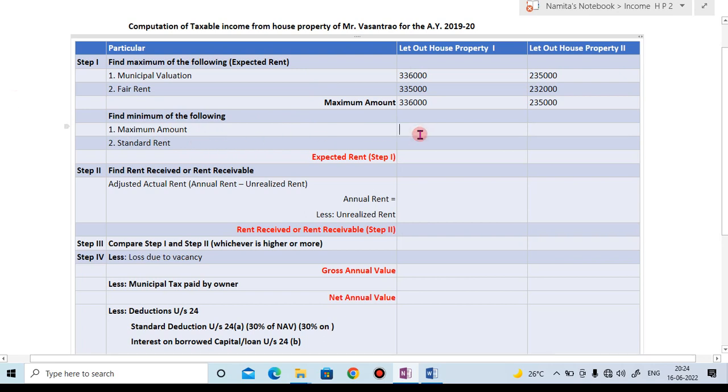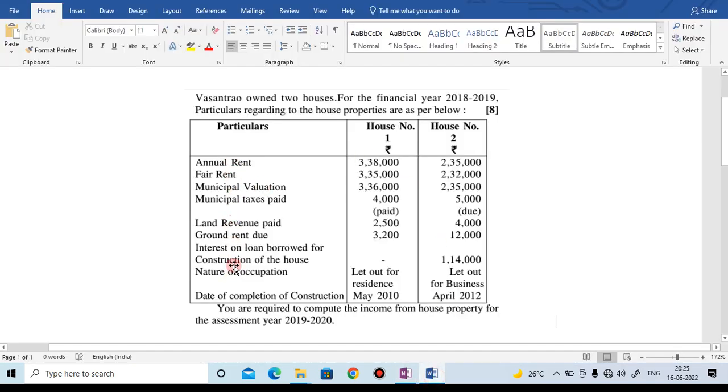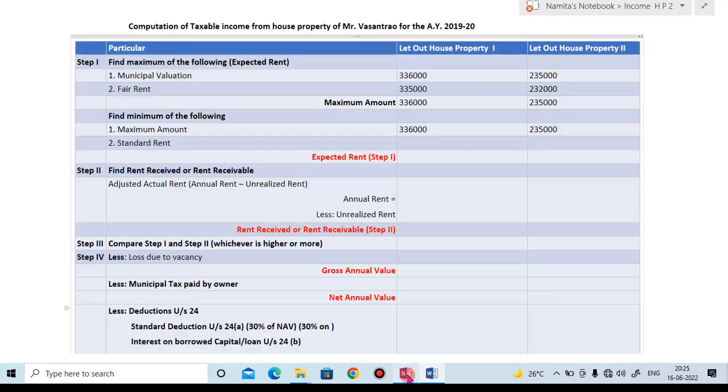Now the maximum amount is what? Same, 3,36,000 for house property 1. For house 2, 2,35,000. Now next is what? Standard rent. Now is there any standard rent given in the question? No. That means for house number 1 and house number 2, standard rent is not applicable. Why? Because it is not given in the question. If it is given in the question, we would have taken the standard rent.